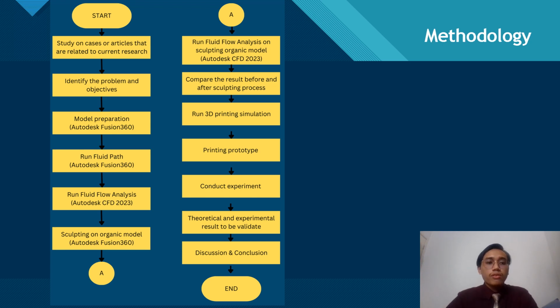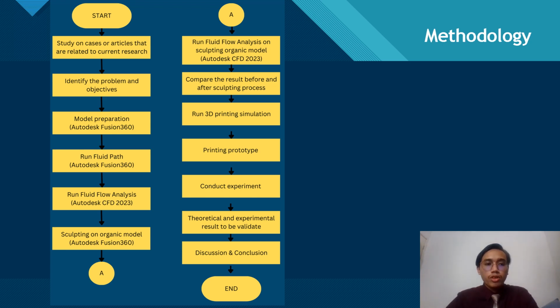For methodology, first study cases that are related to the current research, then identify the problems and objectives. Next, model preparation using Autodesk Fusion 360 and run the fluid path tab to generate a new design. Once we get the outcomes, the 3D model will be exported to Autodesk CFD 2023 to run fluid flow analysis. Then sculpting on the organic model will be performed at the critical zones. After the sculpting process is done, again run the model through fluid flow analysis. After gaining the results, they will be compared before and after the sculpting process.